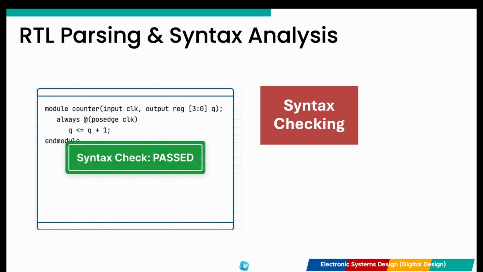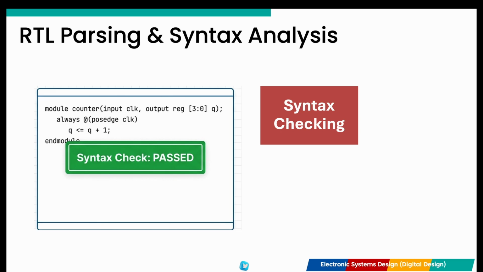The moment you start the synthesis process, the tool performs syntax checking. Think of this as a rigorous grammar check. First, the lexer breaks your code down into tokens, keywords like module, always, and input. Then, the parser ensures these tokens follow the rules of the Verilog hardware description language. If you missed a semicolon, for example, forgot an endmodule tag, or used a reserved keyword as a variable name, the tool will stop here. It refuses to move forward until the grammar of your hardware is perfect.